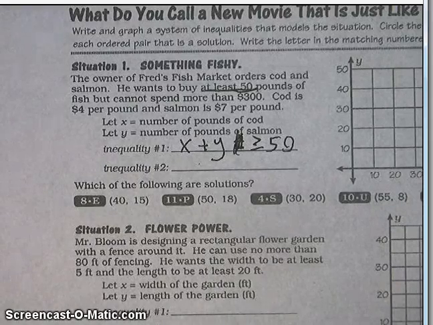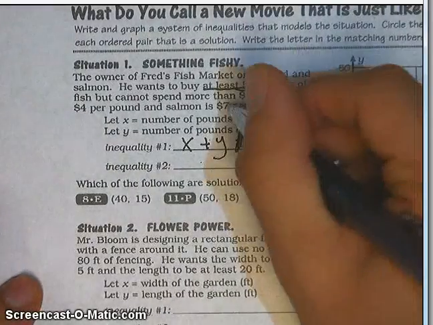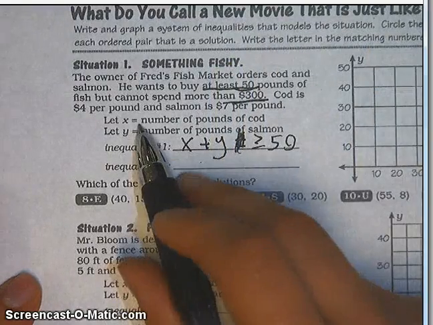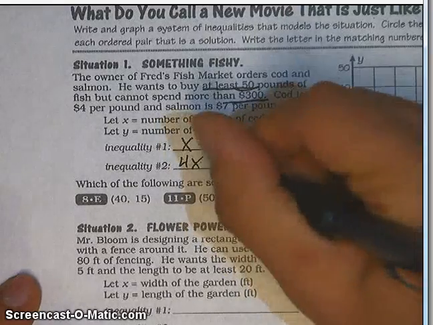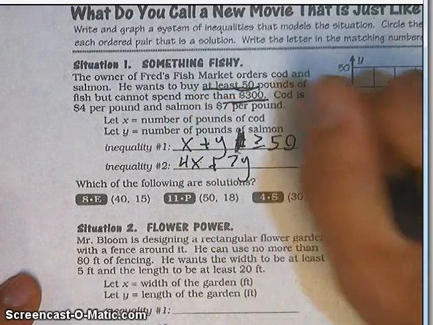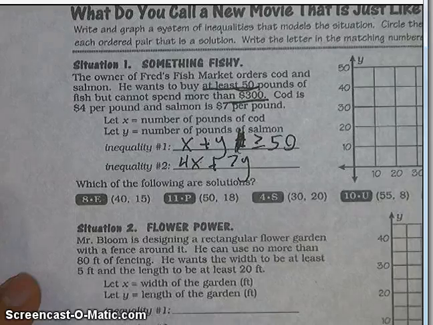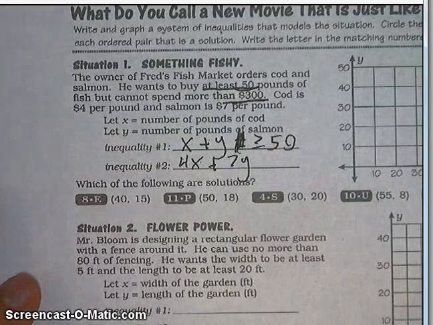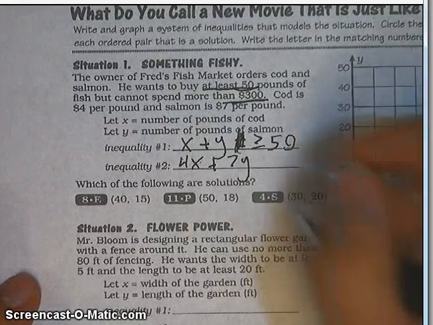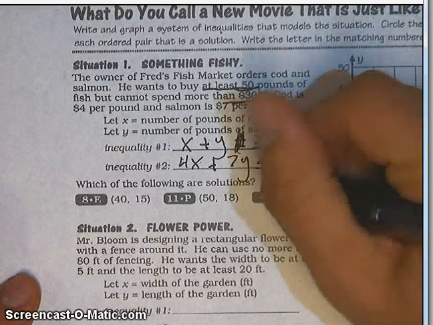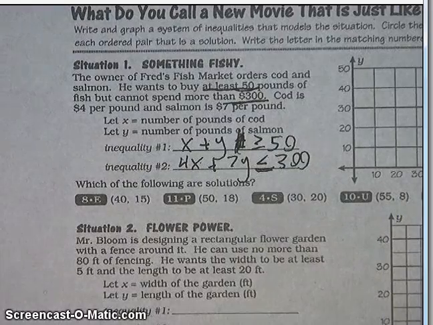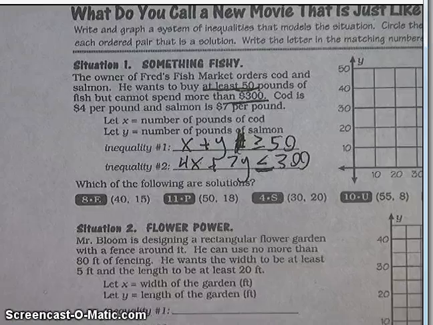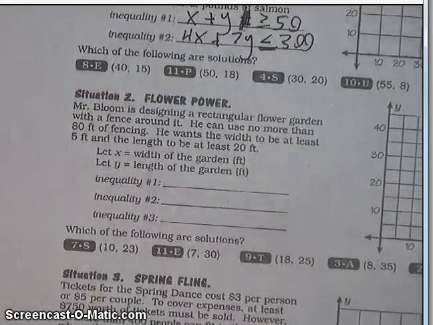And also, we cannot spend more than $300. And I know that 4 times x is how much the cod's going to cost me, plus 7 times y, which is how much the salmon's going to cost me, multiplying the price by the pounds. That has to be less than or equal to $300, because I cannot spend more than $300 there. And then you just need to solve for y like we just did to graph this thing. Let's talk about this one as well.